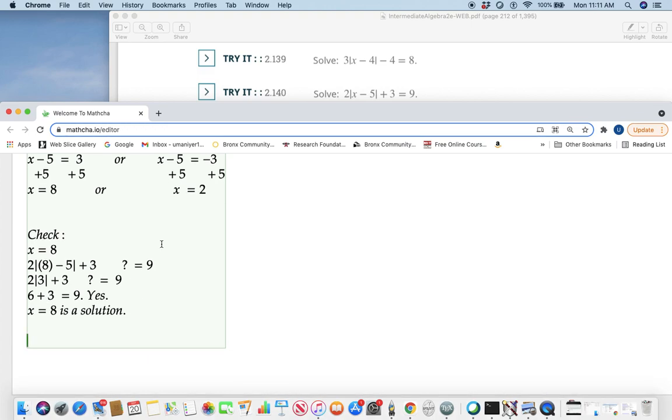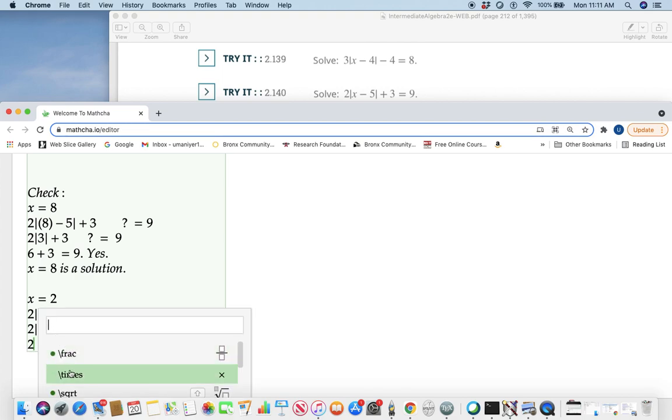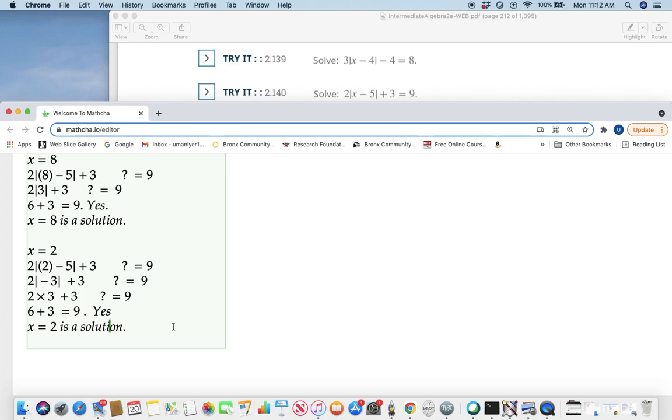All right. Likewise, now we'll check x equals 2 in the same equation. Substitute x equals 2. Don't forget parentheses. And don't forget your question mark because we are checking. 2 times absolute value. 2 minus 5 is negative 3. Question: equals 9? Absolute value of negative 3 is positive 3. So 2 times 3 plus 3. Is it equal 9? 6 plus 3 is indeed 9. Yes, x equals 2 is a solution. So we have 2 solutions. Our solution set is 8, 2. Okay, we'll continue in our next video.